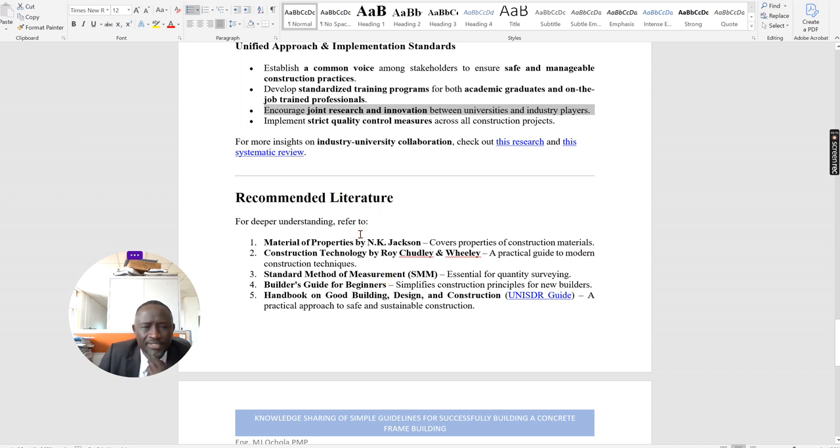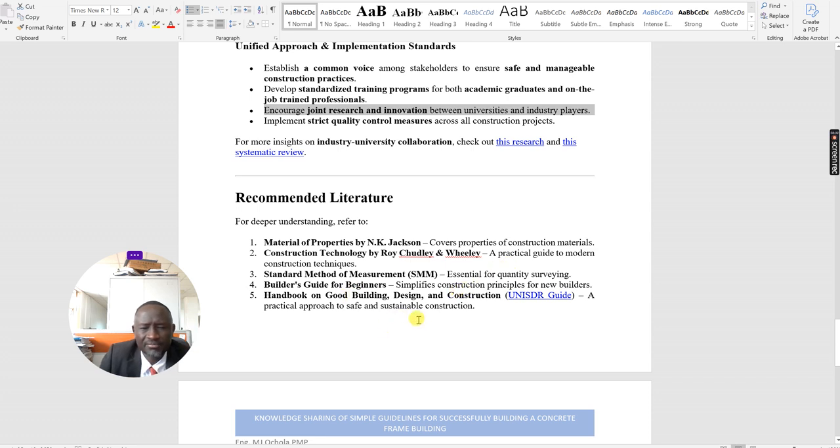Now, recommended literature here, I think for deeper understanding, we can refer to Materials of Properties by N.K. Jackson. Covers properties of construction materials, even concrete mix ratios and the rest. Mix design, they're all here. Construction Technology by Roy Chudley and Greeno, a practical guide to modern construction technique.